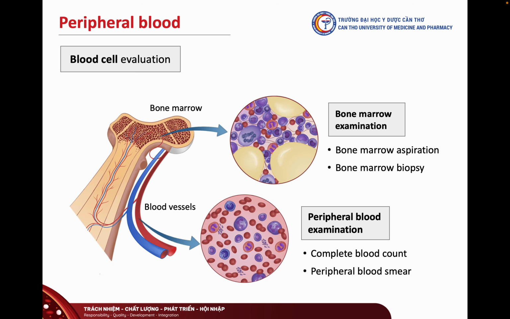Instead, we will concentrate on the changes and abnormalities seen in the blood cells once they reach the peripheral blood. How we detect them, how we interpret them, and what they might tell us about the underlying conditions. So that is our objective today.